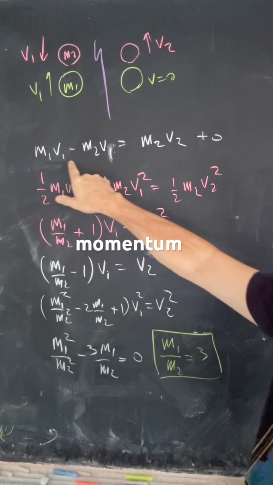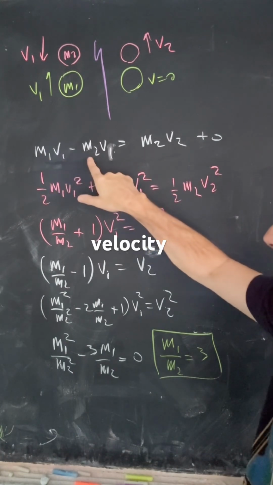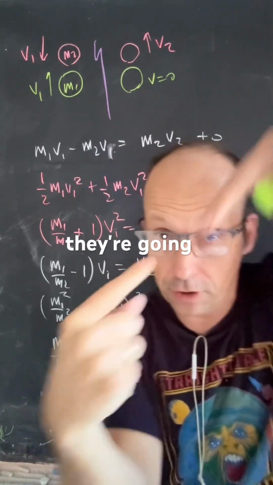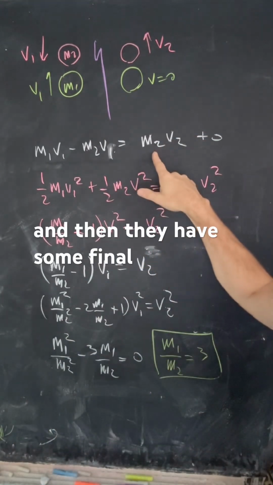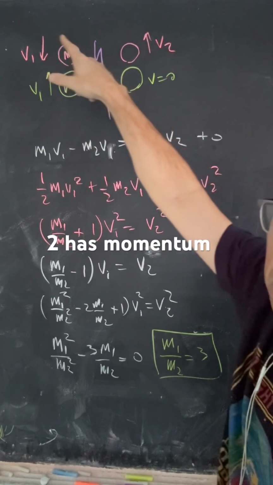So here's my momentum equation in one dimension. I have mass 1 times the initial velocity minus mass 2 times that same velocity. They're going equal and opposite velocities. And then they have some final velocity v2 and the other one stopped. So only mass 2 has momentum at the end.